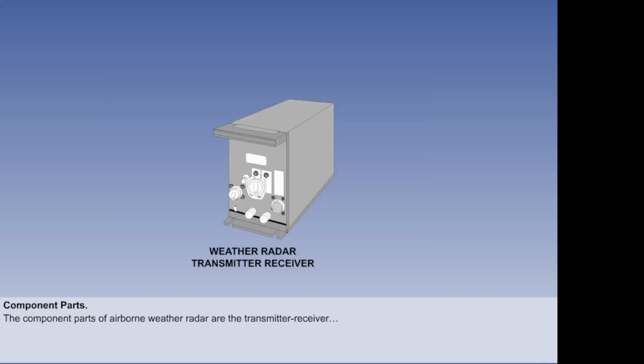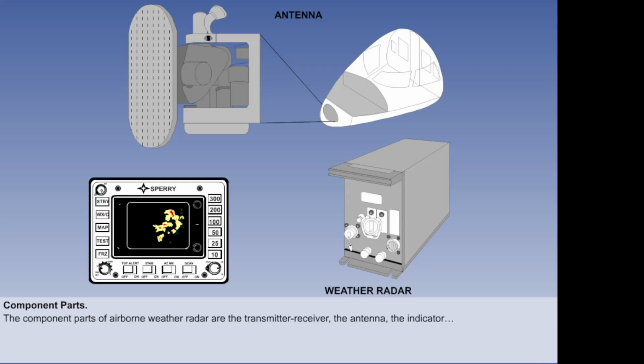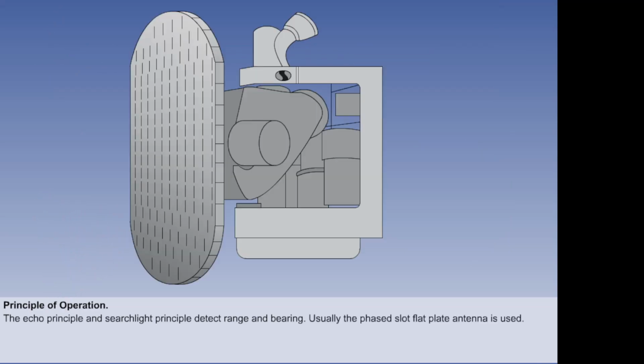The component parts of airborne weather radar are the transmitter-receiver, the antenna, the indicator, and the control unit. As with most mapping radars, the echo principle is used to detect slant range, and the searchlight principle is used to detect relative bearing. The radar beam is produced by a suitable antenna, usually a phased slot flat plate antenna.